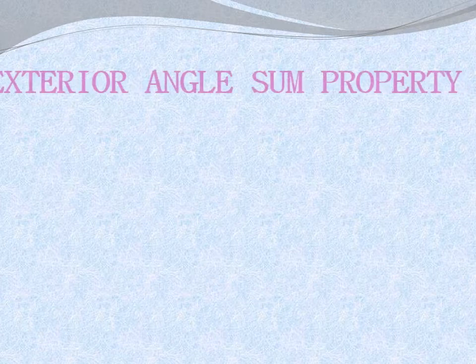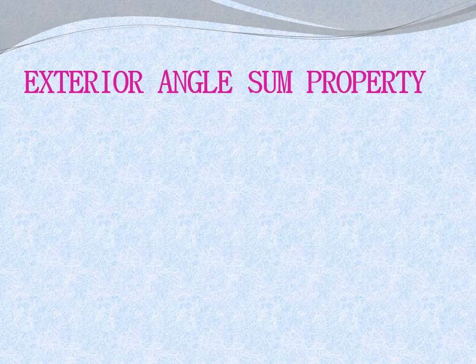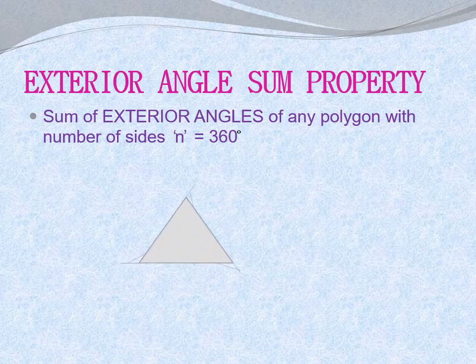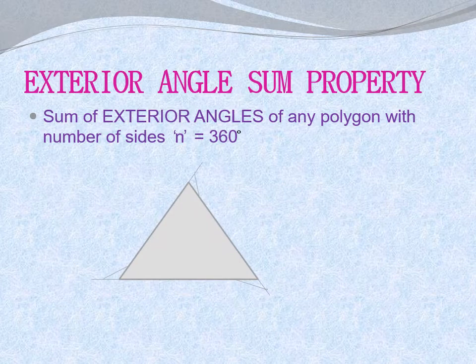Next is exterior angle sum property. Sum of exterior angles of any polygon with number of sides n is equal to 360 degrees. As I have taken the example of triangle here, the sum of exterior angles is 360 degrees.